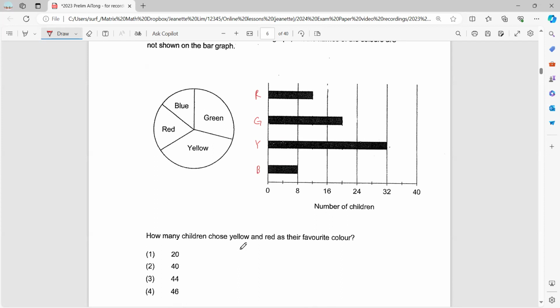So now we just have to focus on yellow and red. Yellow is 32, red is 12, because half of the midpoint is 4. Okay, so this is 12. So this is 12 and 32. 12 plus 32 is 44. So the answer is 3.